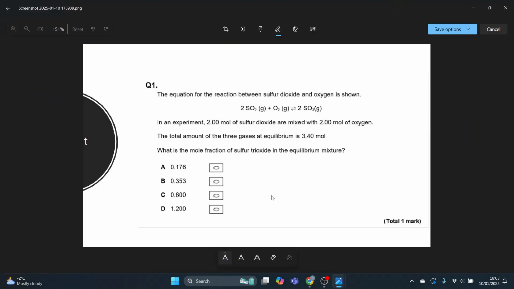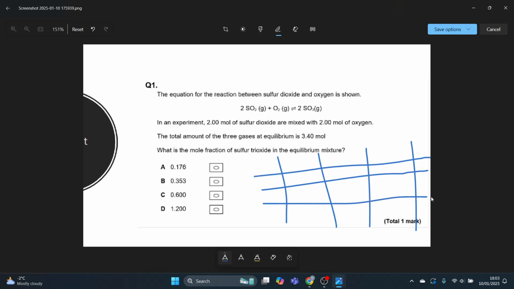Question 1. Okay, so we're going to do the same thing as the EKC video, going through the multiple choice questions. ICE, and obviously M and P, but in this case we only want the mole fractions. SO2, O2, SO3. Initially we have 2 moles of sulfur dioxide mixed with 2 moles of oxygen. So we're going to assume that moles of SO3 is 0.